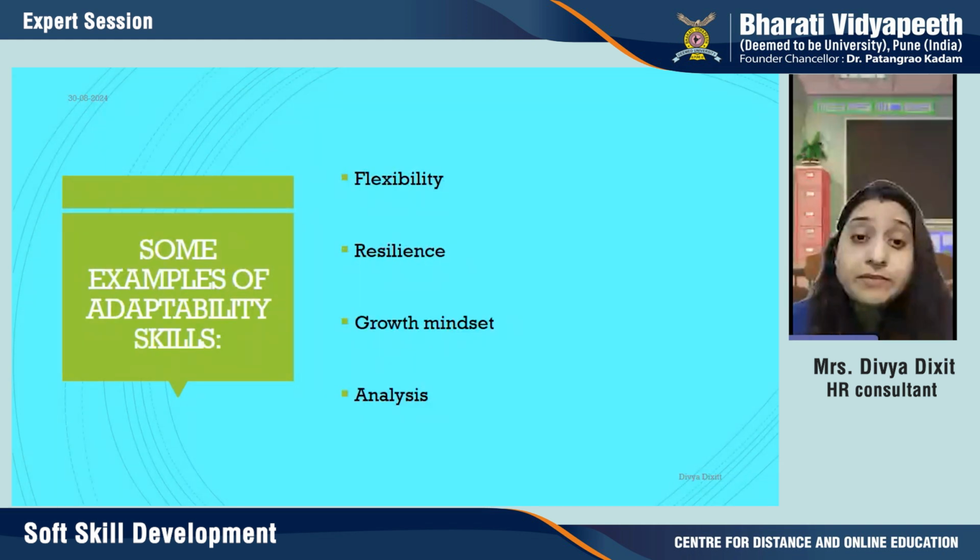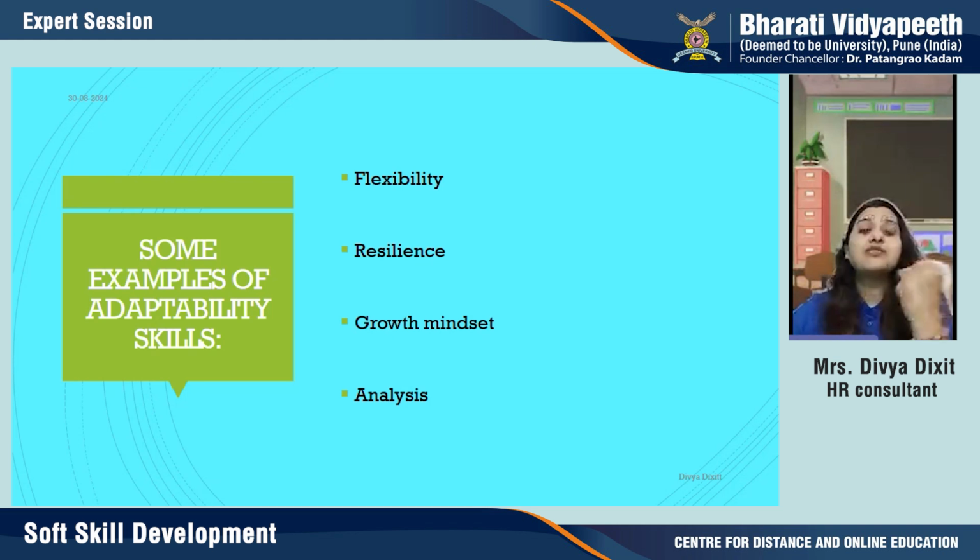How can we be adaptable? Flexibility, right? Resilience. What is resilience? The power to bear something. Endurance, बर्दाश्त करने की क्षमता. कभी कभी सिचुएशन खराब आ जाता है. That doesn't mean that I just have to collapse then and there. I just have to break down. No, I still have to stand strong. I have to be resilient.